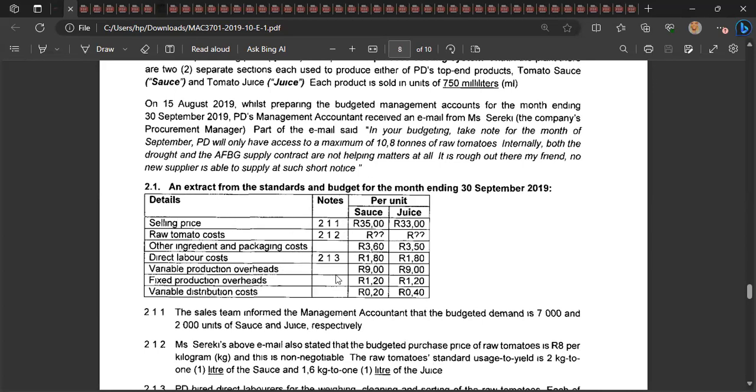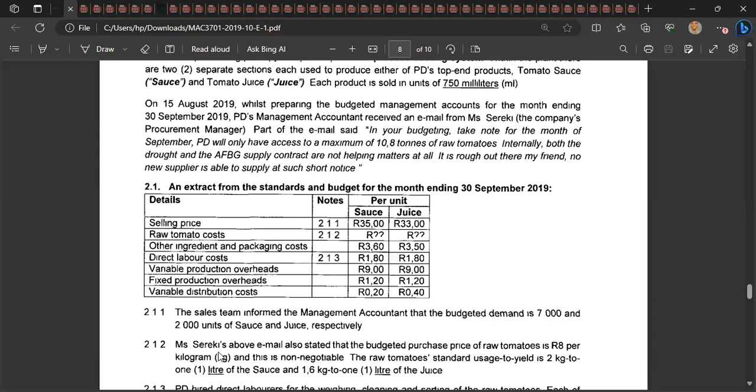So I'll need you to calculate the contribution, right? Contribution per unit and then per product. And then from there, contribution per limiting factor. So for the limiting factor, we are already told it's the tomatoes. So you come and fetch the information about the tomatoes here on 2.12.